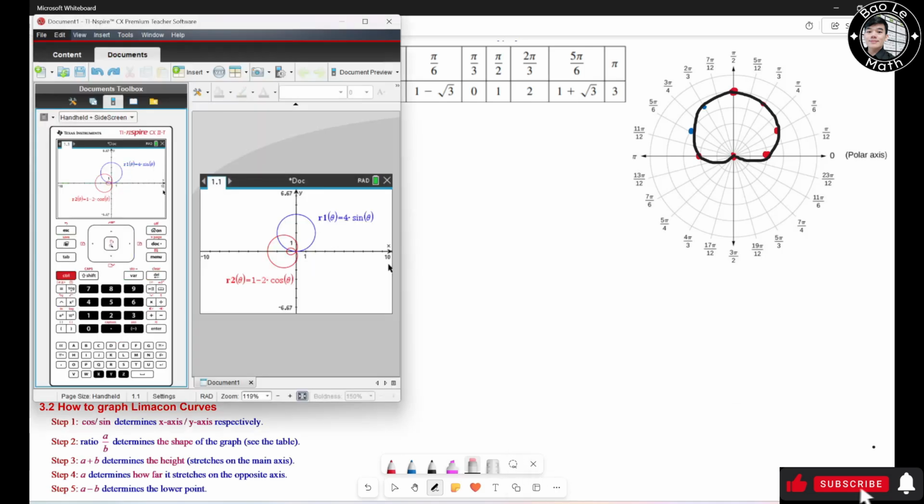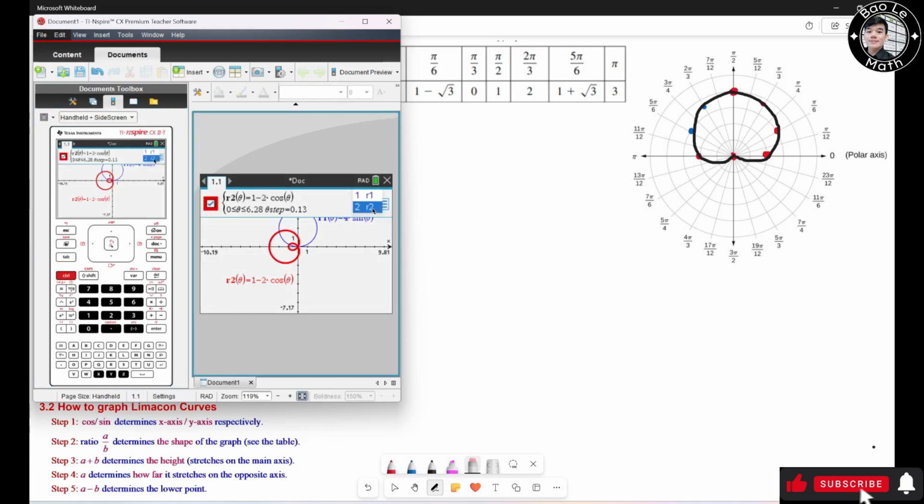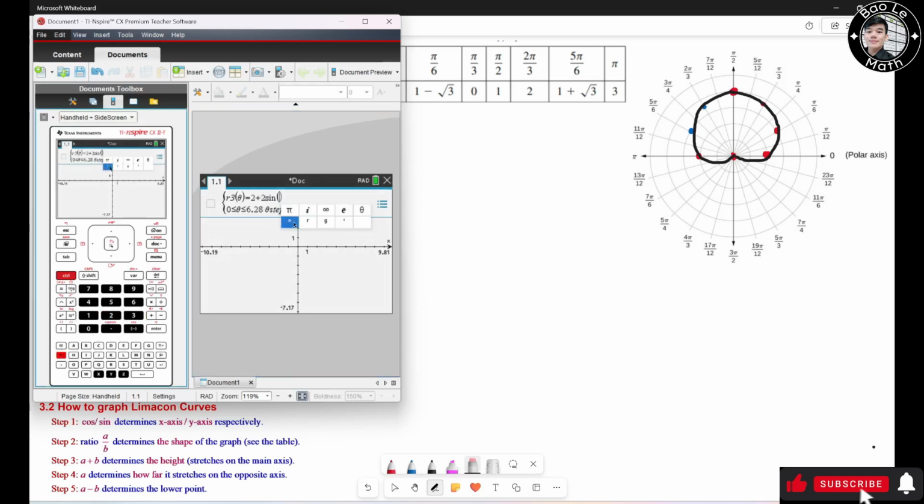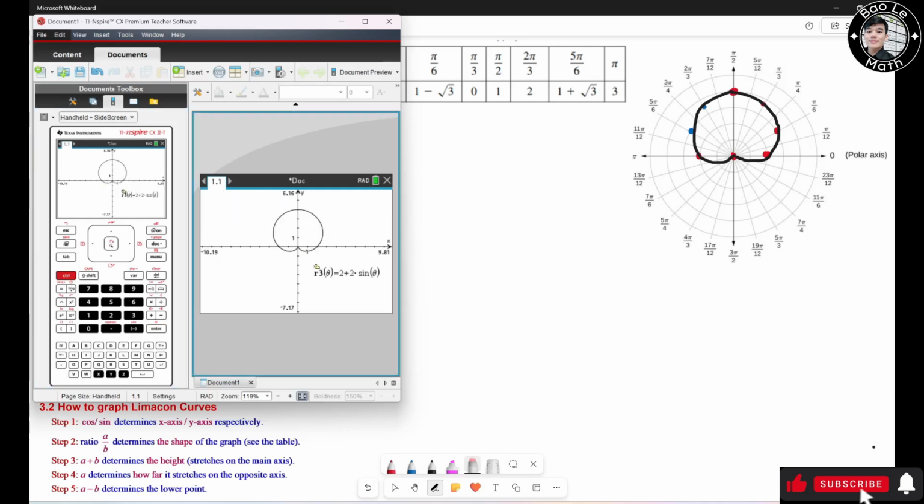Now let's use a calculator to check our work. I'm going to do this one with the TI-Nspire calculator. You want to hide the two functions right here, you just hit the 3 lines right here. R2 right here, you just uncheck. Then R1 right here, you just uncheck it, and done. Now for R3, you hit tab and put R equals 2 plus 2 sine theta, and you hit enter. It's going to be like this.